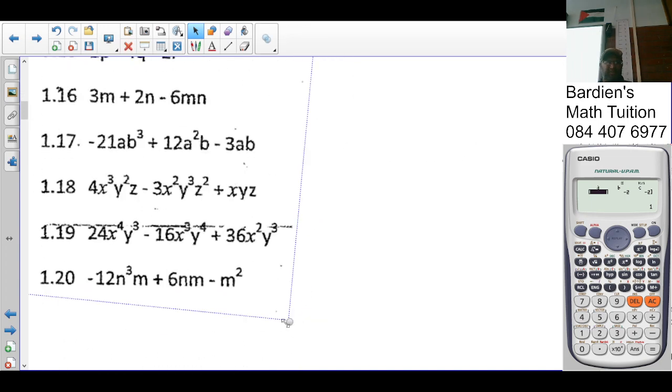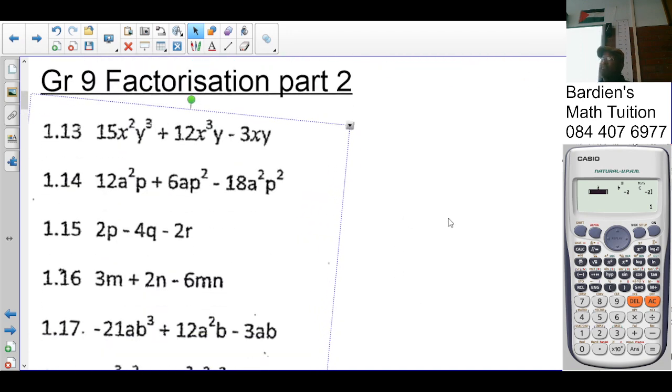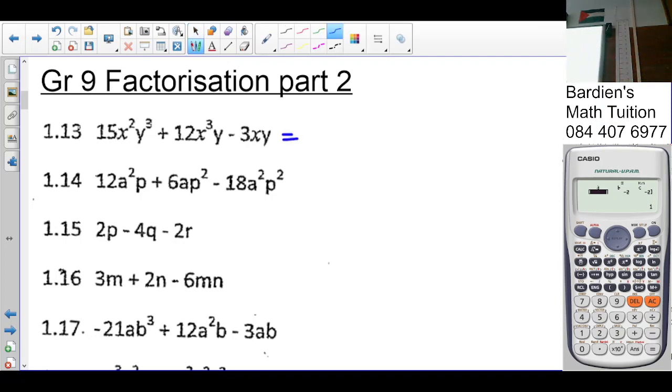So again, yesterday we started off with our odd numbers, sorry. So I'm going to do a run through the odd first. What was common here? 3xy. What am I left with? 5y squared plus 4x squared minus 1.